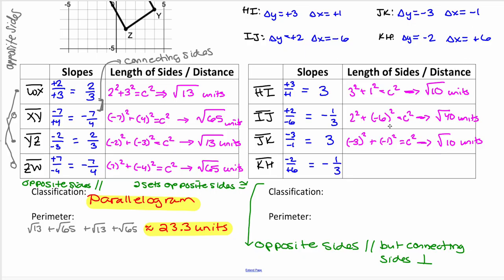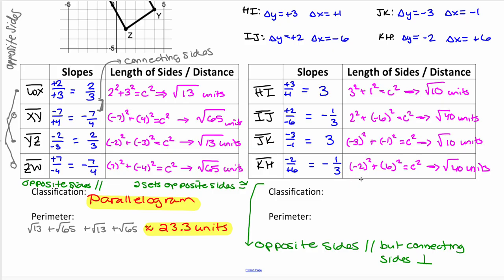And our last one of KH, segment KH, change in y is -2, so parentheses -2 parentheses squared, plus change in x was the positive 6 squared equals c squared. We're solving for c, we will take the square root. -2 squared is 4, 6 squared is 36, so 4 and 36 is 40, so we have the square root of 40 units. Now looking at our sides, we do not have all sides congruent, so that does eliminate the square. But we do have 2 sets, so square root of 10, square root of 10, and square root of 40, square root of 40.